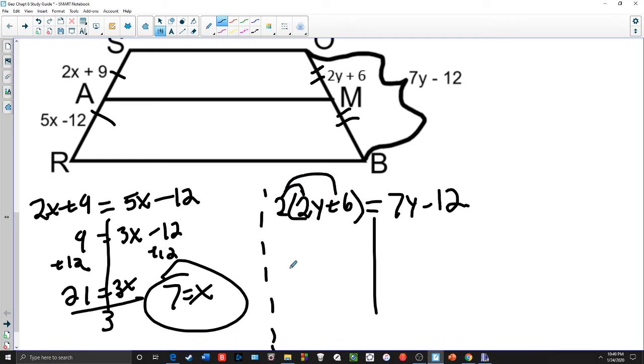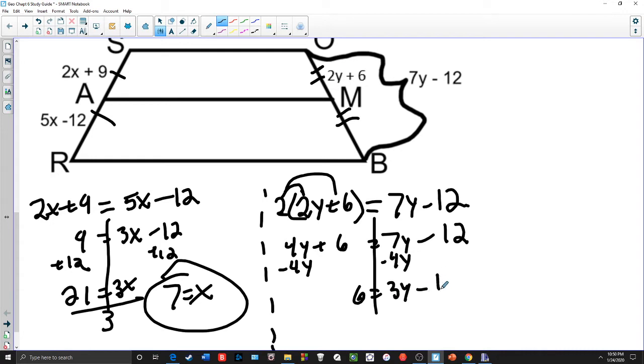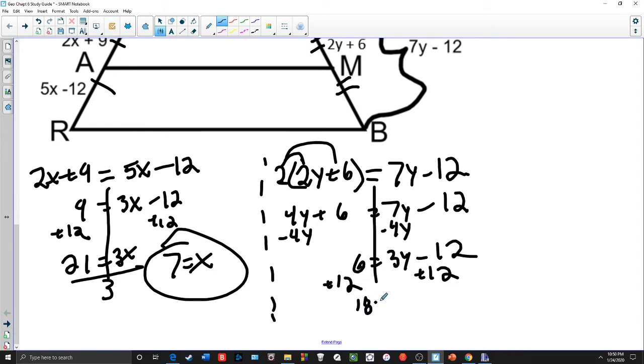So we distribute this 2. We get 4y plus 6 equals 7y minus 12. Subtract 4y from both sides, so minus 4y minus 4y. We get 6 is equal to 3y minus 12. We add 12 to both sides, and we get 18 is equal to 3y, which we then need to solve. I almost circled that. We need to solve by dividing by 3, and we get 6 is equal to y. I don't want 3y, I just want regular y, so make sure I continue all the way through.